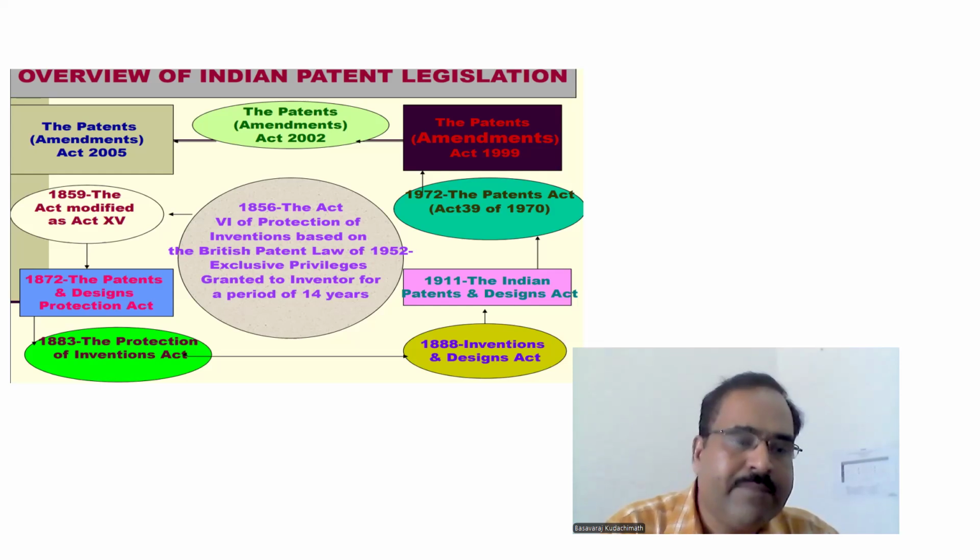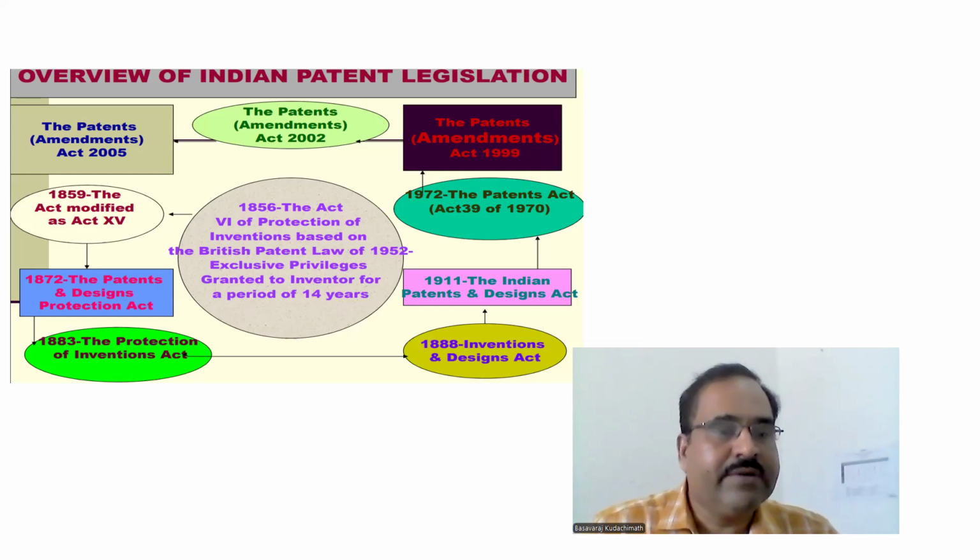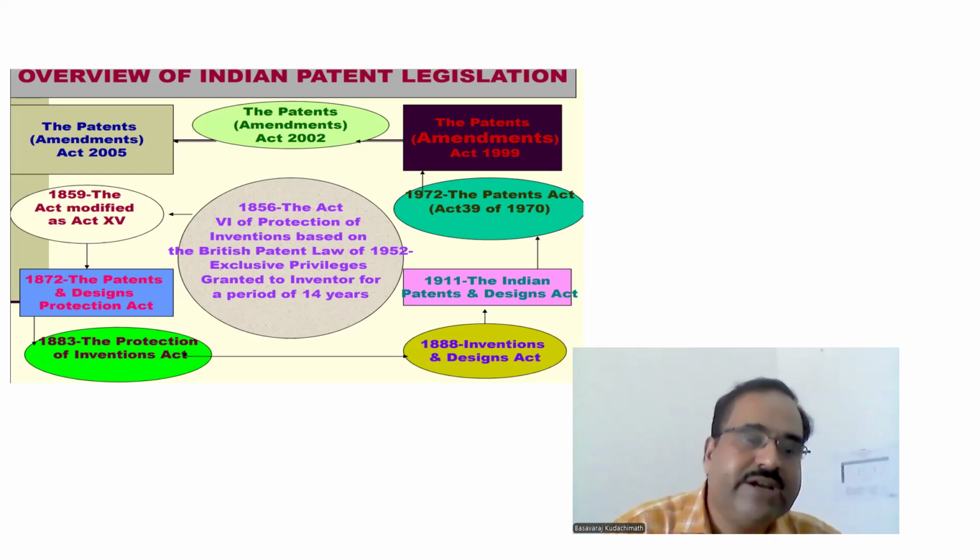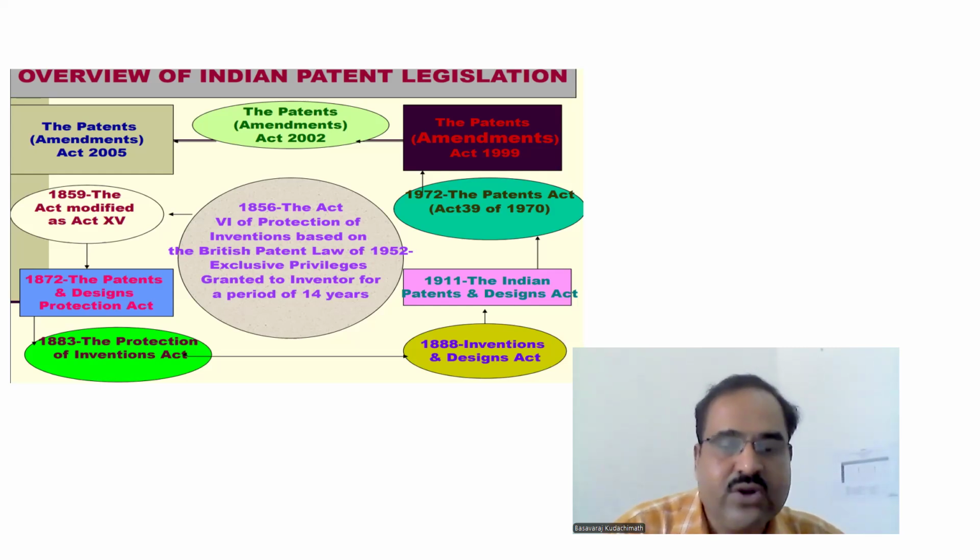And this act got amended in the year 1959. The act got modified and became what is called the 15th act. Earlier it was the 6th, and the remaining products were also brought in and an amendment was made. Next it got amended in 1972. Again it got amended in 1983. Again it got amended in 1988.